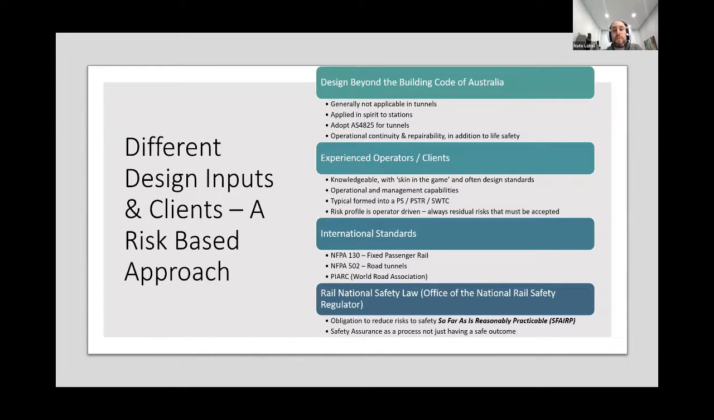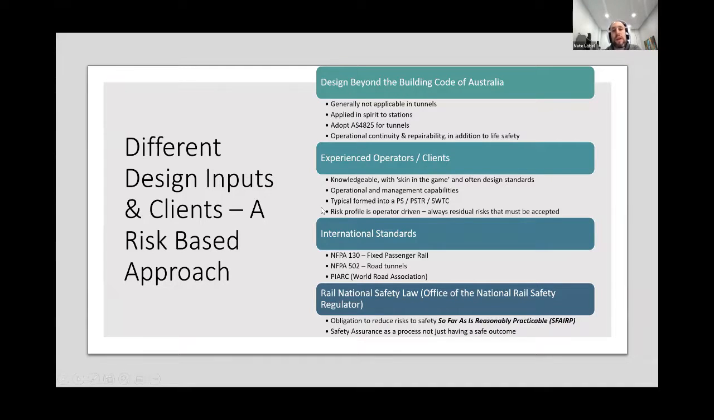It's important for us when we're designing infrastructure to understand likelihoods and consequences of items. And in that respect, we'll look at things beyond just simple safety. We'll look at operational continuity and repairability, because as we said earlier, the infrastructure is so critical. Unlike a building, we can rely on international standards. There are NFPA codes for rail and for road tunnels.